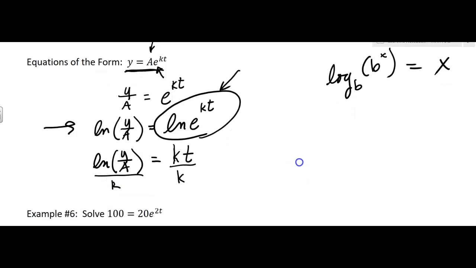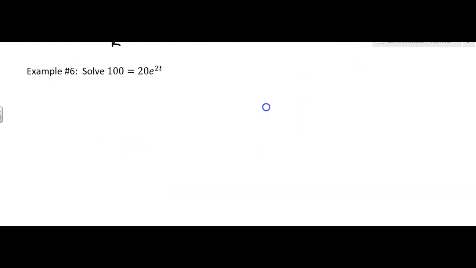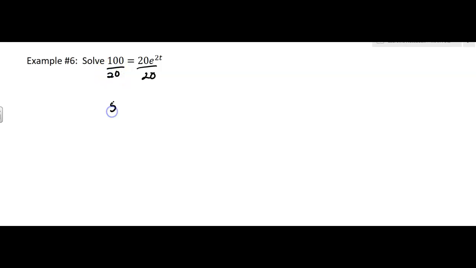I'll show you a real example here that we're going to go through. So I look at my equation. I've got 100 equals 20 e to the 2t. So I'm going to divide both sides by 20, which is nice. It goes in evenly. Now I'm going to take the natural log of both sides. I want to do the natural log because of that base e. If I tried using a common log, it wouldn't work because then I wouldn't have the bases matching up. It wouldn't be the inverse property. But because it's an e and I'm using natural log, it's going to work out nice.